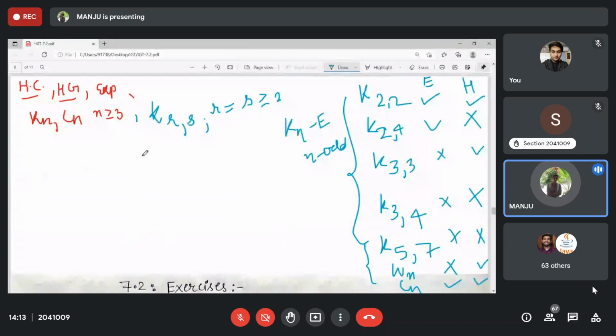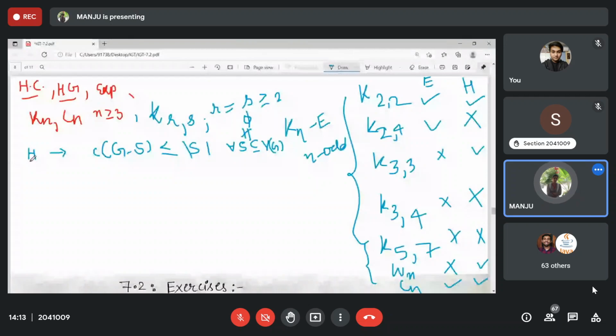If graph G is Hamiltonian, it is given as Hamiltonian, then what can we say? The number of components of G minus S, where S is a non-empty set of vertices, will be less than or equal to the cardinality of S, right? And this is happening for all S. S should be non-empty, not equal to the empty set, and this is a subset of the vertex set. Clear? This is your result number 1.